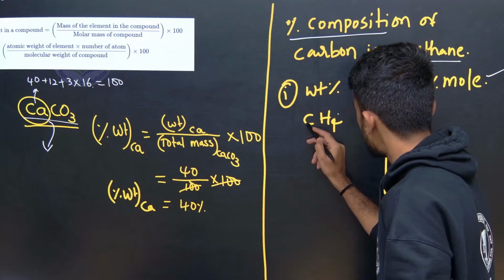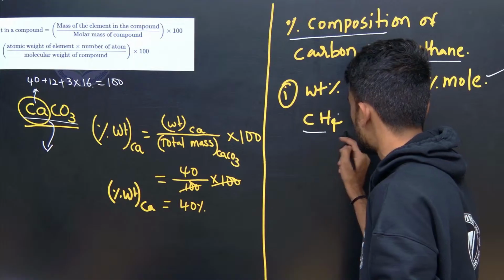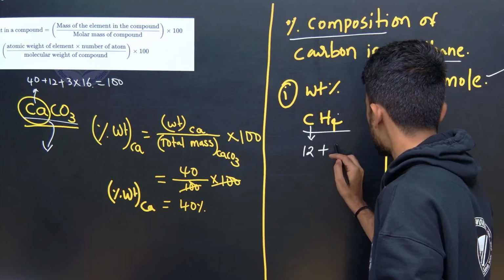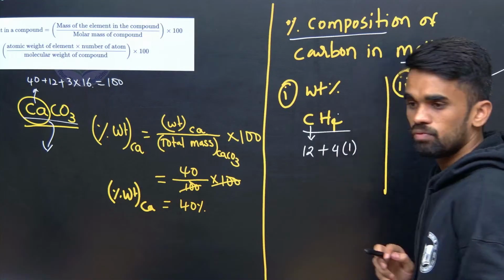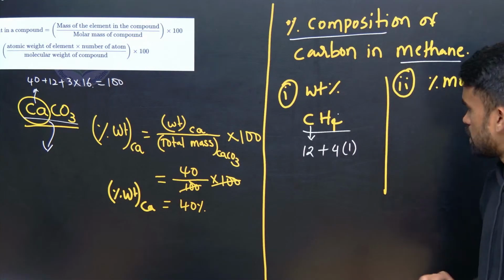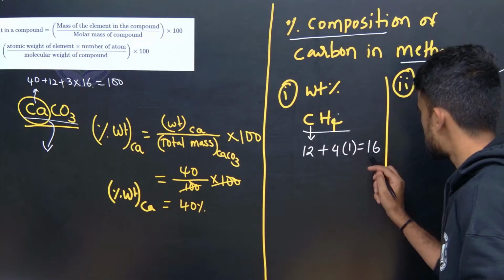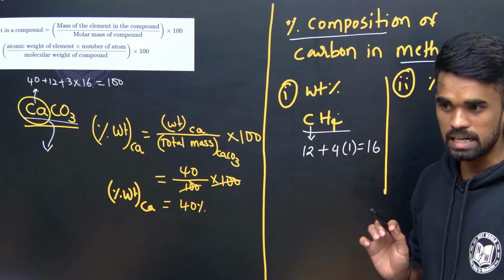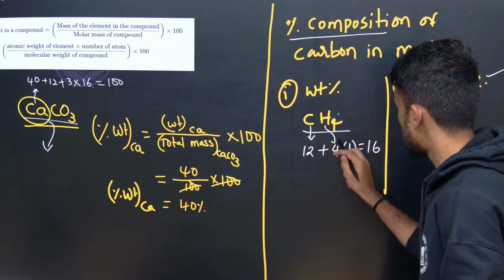So what is the molar mass of this methane? For carbon it is 12, for hydrogen 4 into 1, the atomic weight of each hydrogen atom, so it will become 16 grams per mole, which is the molar mass of methane. Is that clear or not? Yeah, so like this you can take.